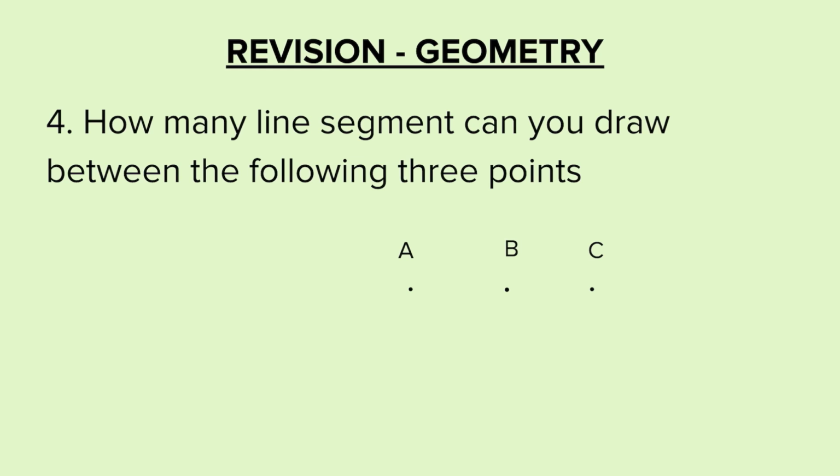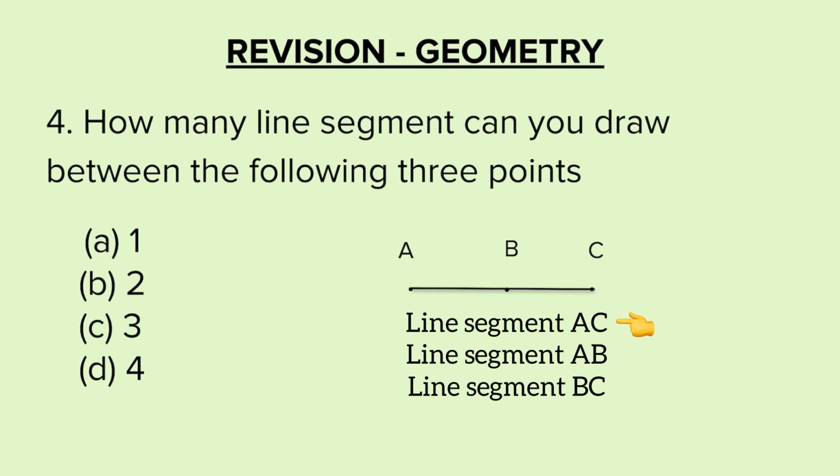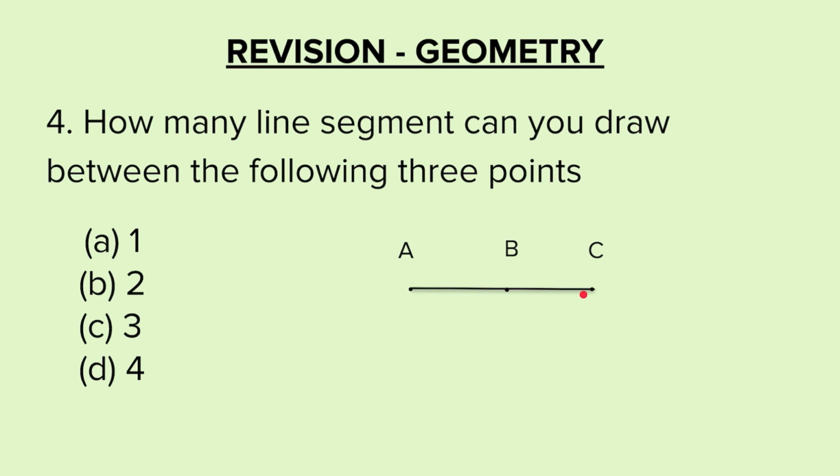Question 4. How many line segments can you draw between the following 3 points? Here we have to check for line segments between the following 3 points. Options are 1, 2, 3 and 4. Here we can draw one line segment AC. We can also see that there is a line segment AB that is possible, line segment BC that is possible. So we can draw 3 line segments which are AC, AB and BC. So answer here is 3.